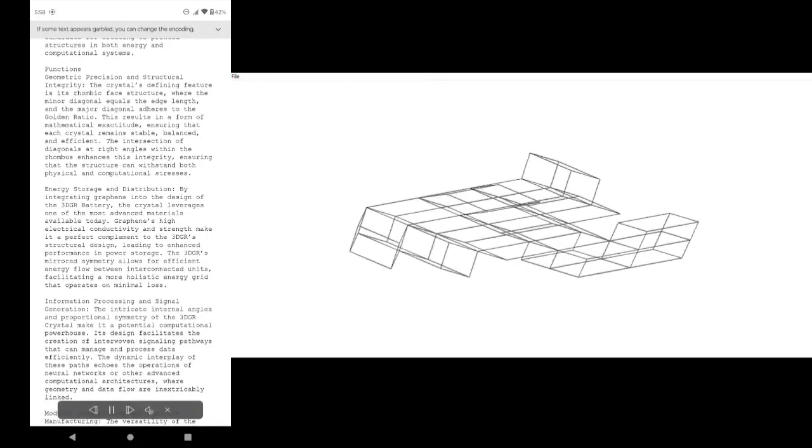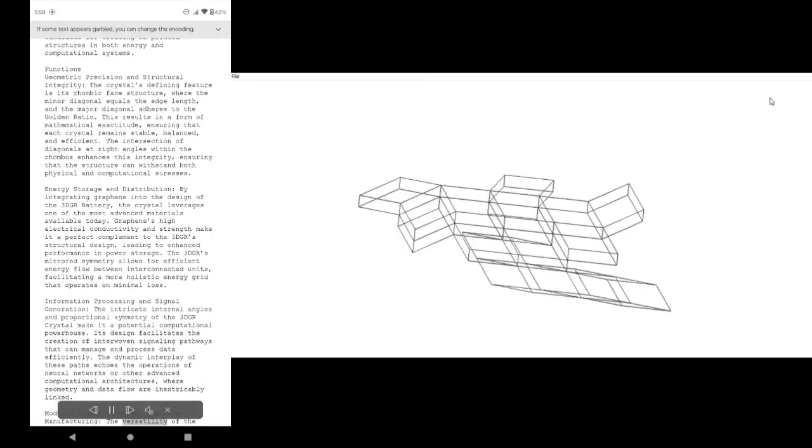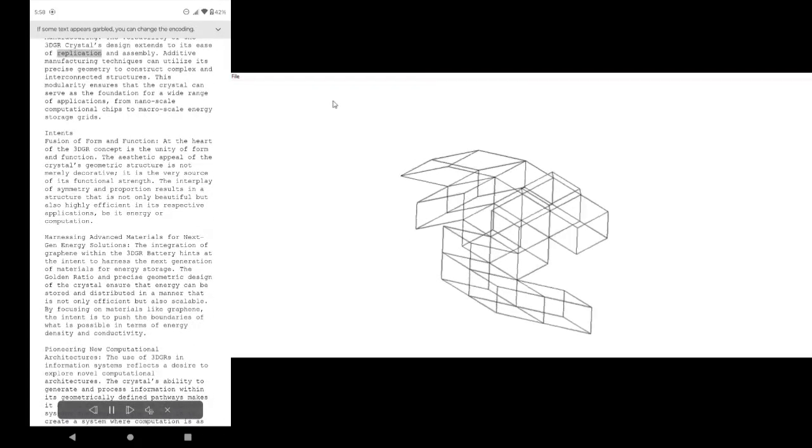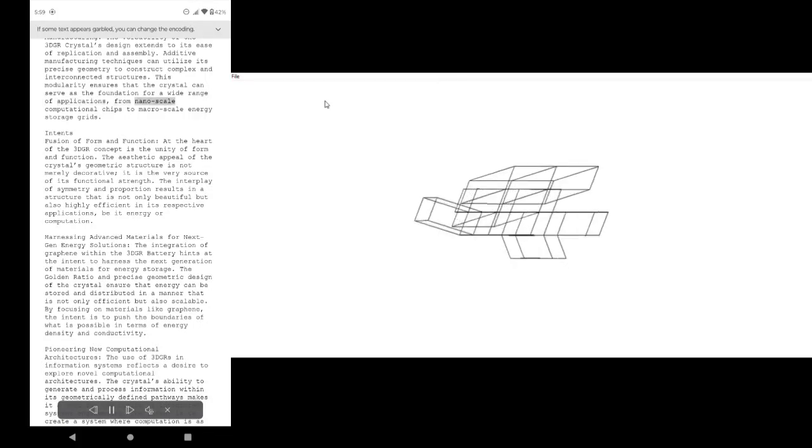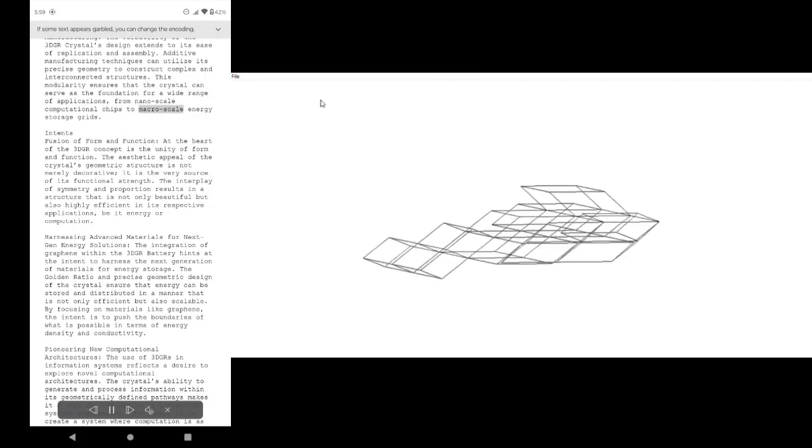Modular construction and additive manufacturing. The versatility of the 3DGR crystal's design extends to its ease of replication and assembly. Additive manufacturing techniques can utilize its precise geometry to construct complex and interconnected structures. This modularity ensures that the crystal can serve as the foundation for a wide range of applications, from nanoscale computational chips to macro-scale energy storage grids.